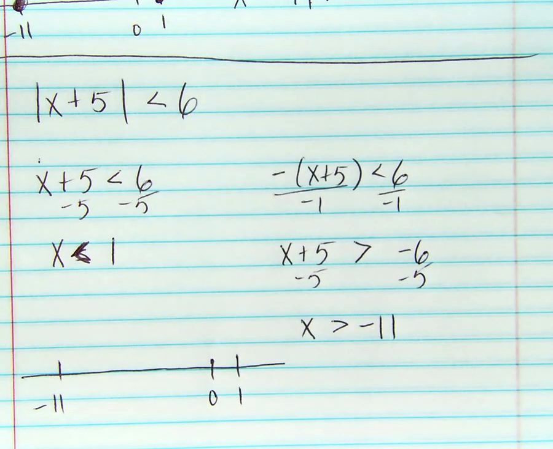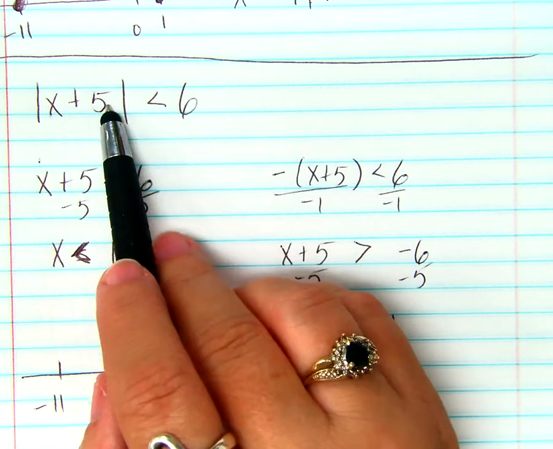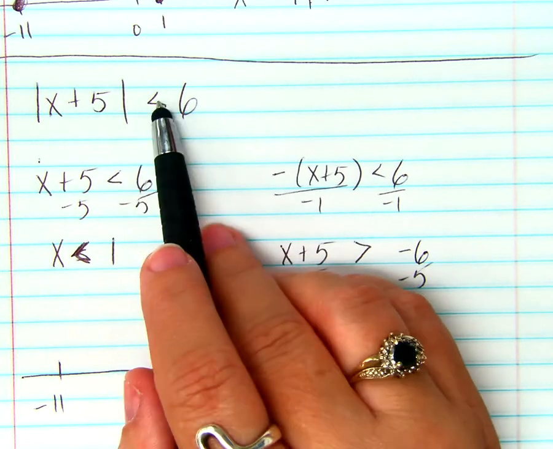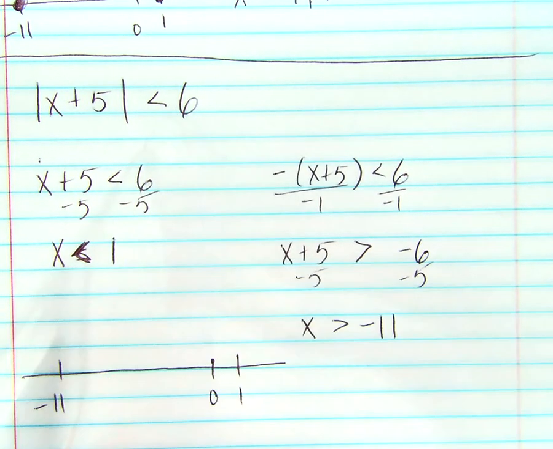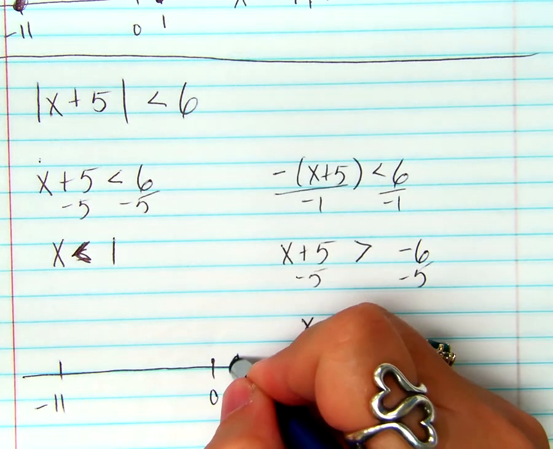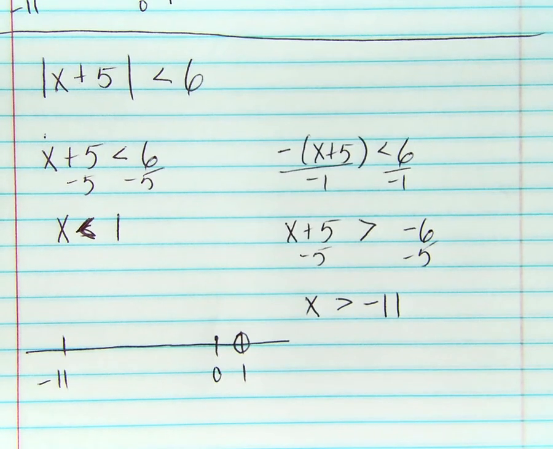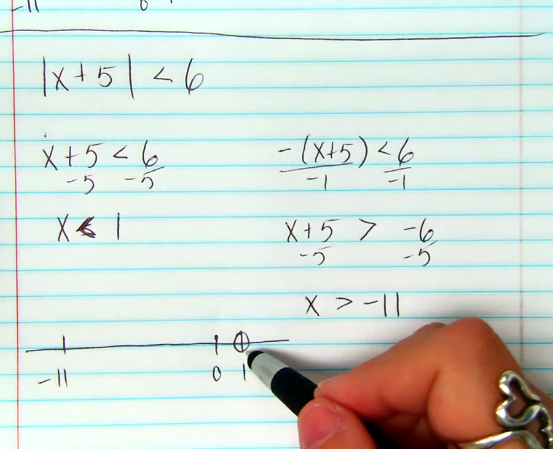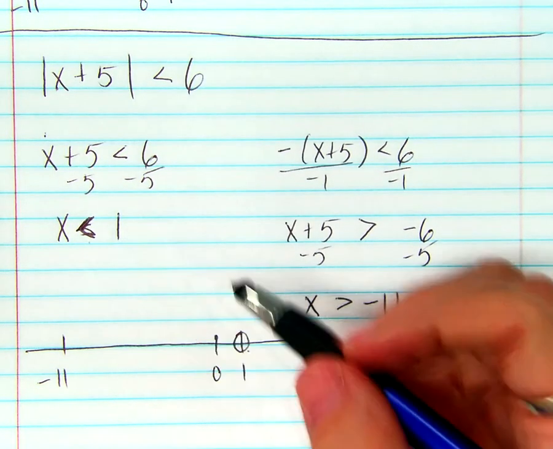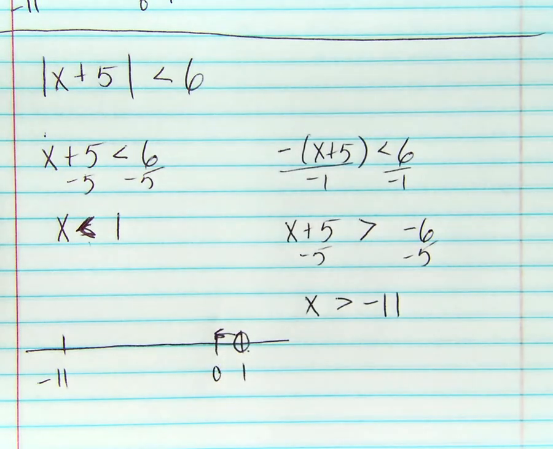But is 1 an answer to this inequality? 1 plus 5 is 6. Absolute value of 6 is 6. Is 6 less than 6? No. Absolutely. That's exactly right. On 1, I have to put an open circle. You guys are remembering this, right? Okay. Open circle on 1, and I'm saying less than 1, so it's going to go that way. I'm eventually going to shade to the left, right?